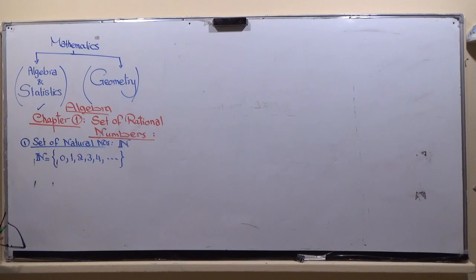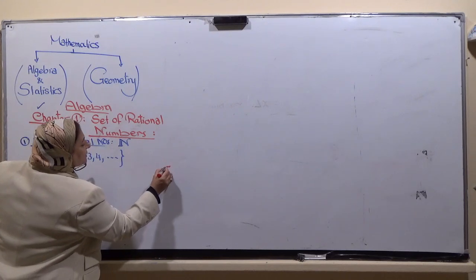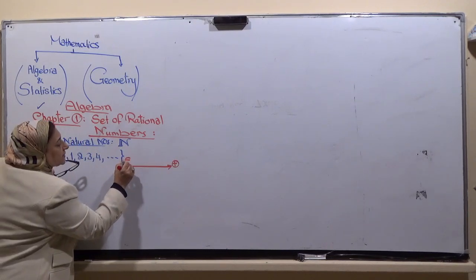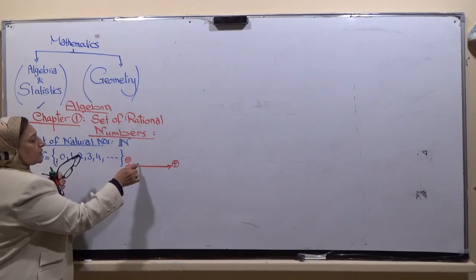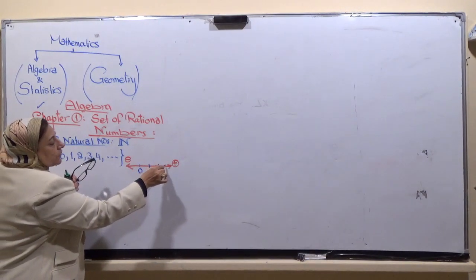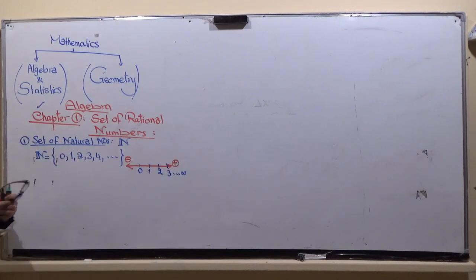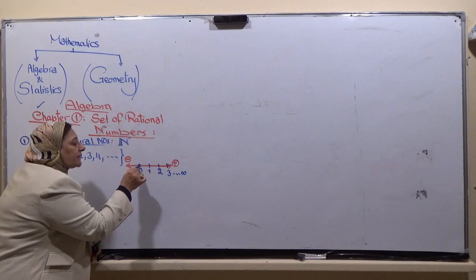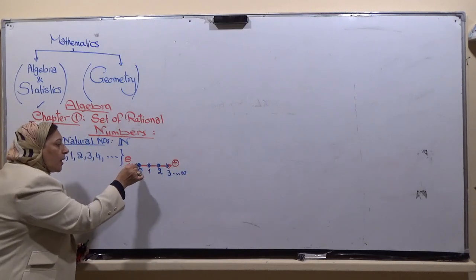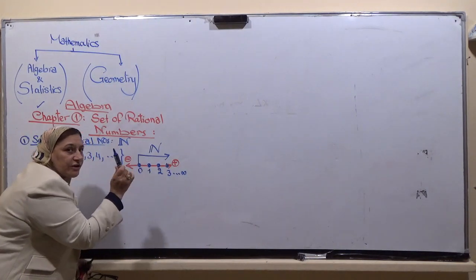And it can be represented on the straight line as follows. This is the straight line. This is the increasing direction. This is the decreasing direction. Natural numbers start with 0, equidistant, 1, 2, 3, up to infinity. So we shade 0, point 1, point 2, point 3, and so on. This is the set of natural numbers. Don't take the numbers in between. They are not natural, they are decimal.